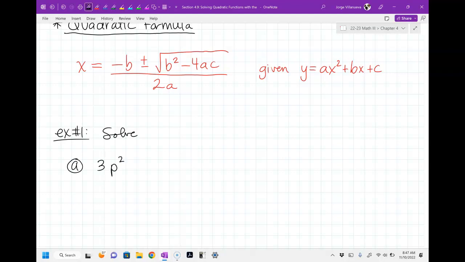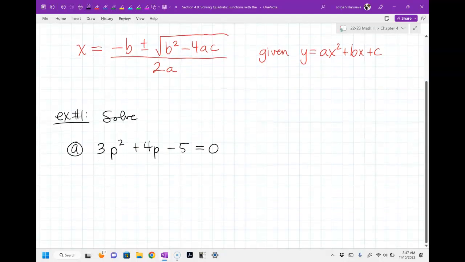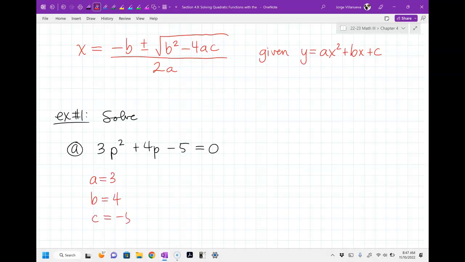Now, normally, if I gave you a problem that looked like this, this would be considered one of the hard X method problems, okay? Because of the fact that a is equal to 3, not a equal to 1. If a was equal to 1, then this would be a lot easier if I had to do the X method. But I'm not going to do the X method. I'm going to use the quadratic formula. Now notice, my a term is 3, my b term is 4, and my c term is negative 5. I'm going to write that down so that I know what the numbers are. So a is 3, b is 4, c is negative 5.